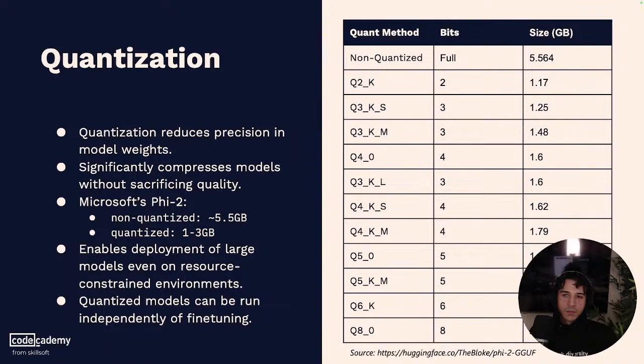The non-quantized version of the model weighs in at just over 5.5 gigabytes, but quantized versions range between 1 to 3 gigabytes, depending on the amount of precision. The drastic reduction in model size achieved through quantization showcases its effectiveness in enabling the deployment of large language models, even in resource-constrained environments, which can even be run independently of fine-tuning too.